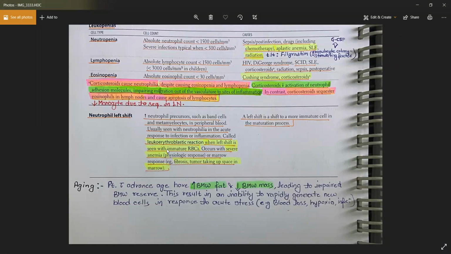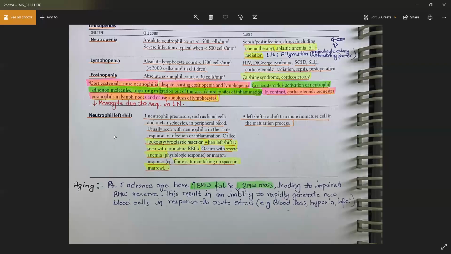Okay, and you will have the neutrophilia, you will have the band cells, you will have the metamyelocytes on the PBS, right? And you call it the left shift. Very important. Okay, and you will call it the leukoerythroblastic reaction whenever the left shift is seen with the immature RBCs, which occurs in the severe kind of anemias. So a left shift is nothing but just more immature cells present in your blood, right? And that would be it. Any doubt on the neutrophil left shift?